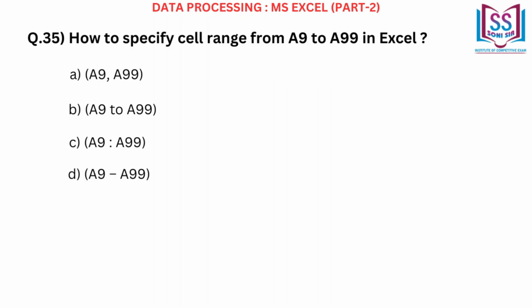How to specify a cell range from A9 to A99 in Excel? A. A9, A99. B. A9 to A99. C. A9 colon A99. D. A9 dash A99. Correct answer C. A9:A99.